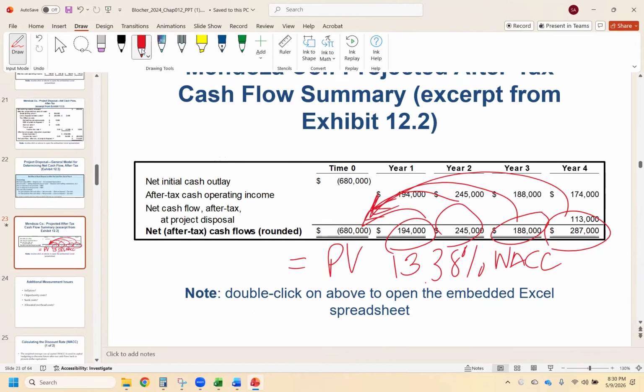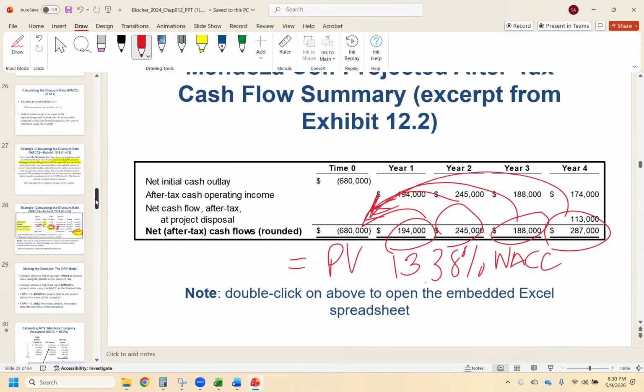You don't have to use the weighted average cost of capital. You can just pick whatever percent you want to earn on the project and use that as your discount rate. But the book goes through a lot of detail explaining that we want to use the weighted average cost of capital at least.